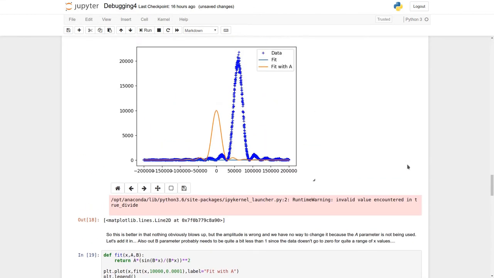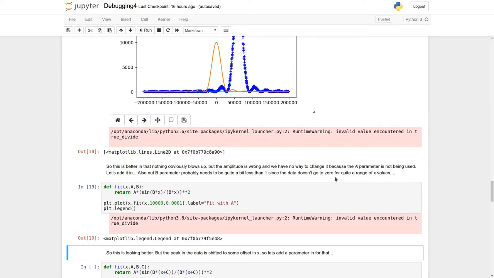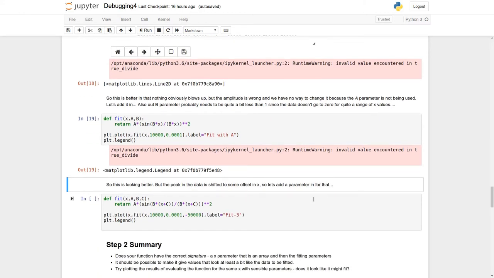But there is one problem, and that is that by data, the peak is offset in X, and I haven't included anything to do that in my fitting function. So, next lesson, make sure your fitting function has all of the physics that it needs to have in order to represent your data. So in this case, we need to be able to add an offset to it.